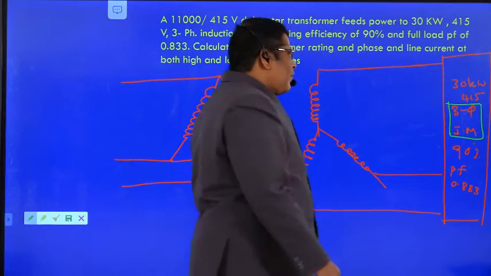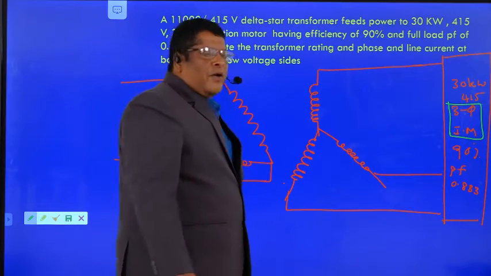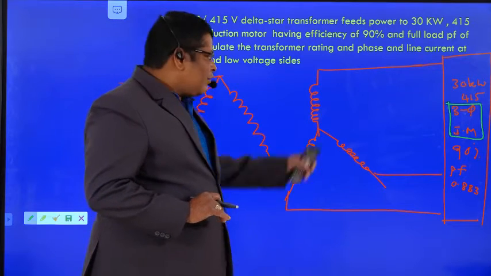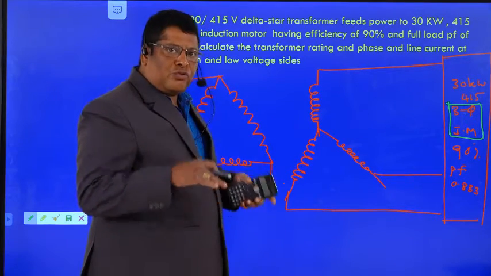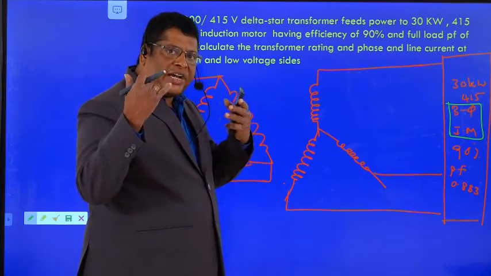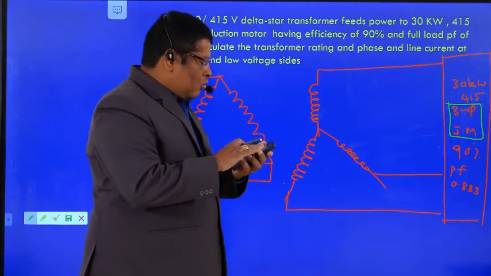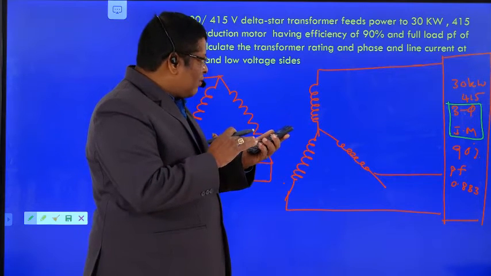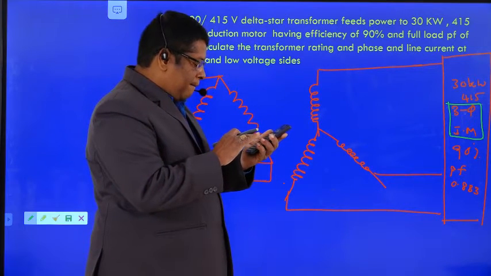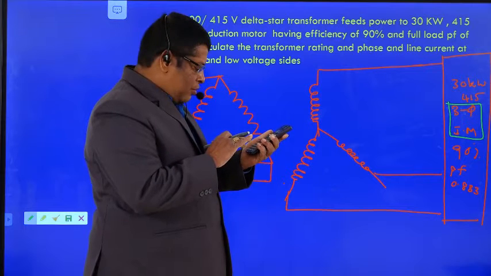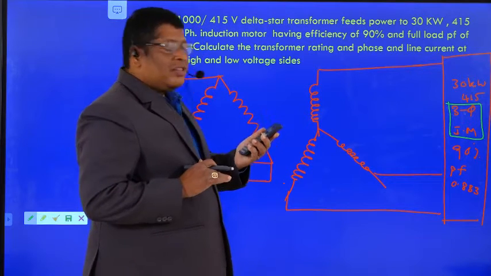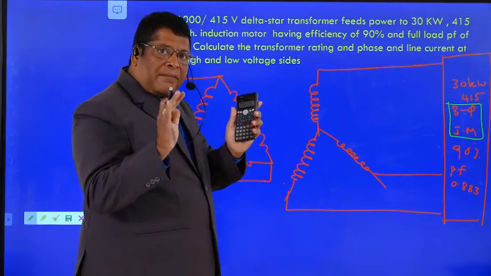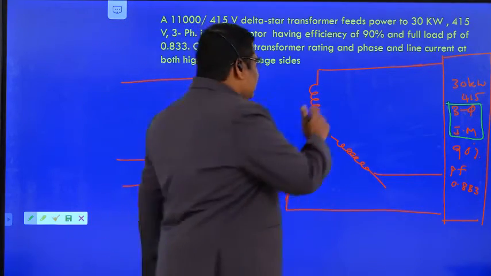Whenever for an induction motor the power rating is given, that is the output power only. Now the efficiency of the induction motor is given, so we can easily find out how much power is taken by the induction motor. Output divided by the efficiency: 30 divided by 0.9, we are getting 33.33 kW. That much power will be taken by the induction motor, that should be given by the transformer here.